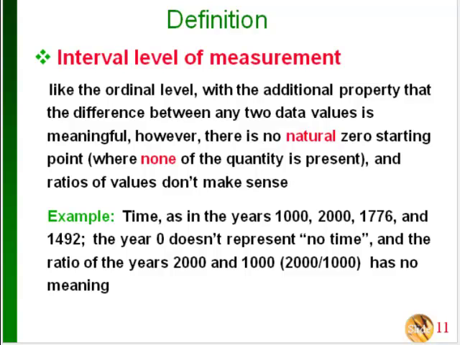So for example, if we had time in years, we could tell the difference between the year 1000 and the year 2000. That would be 1000 years. But for the interval level of measurement, there's no natural zero starting point. And also, if you divide one value by another, that ratio doesn't make any sense. So for example, with time values, the year 0 wouldn't be a natural starting point, because you could actually go back farther than that. It doesn't represent no time. And also, if you take a ratio of the years 2000 and 1000, that would give you 2, but that wouldn't really have any meaning.